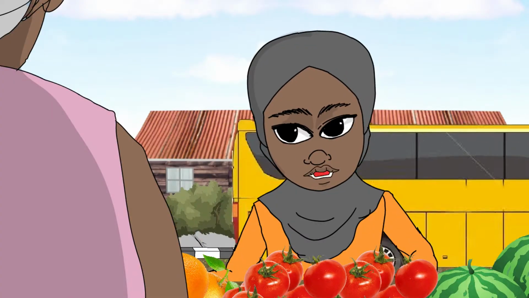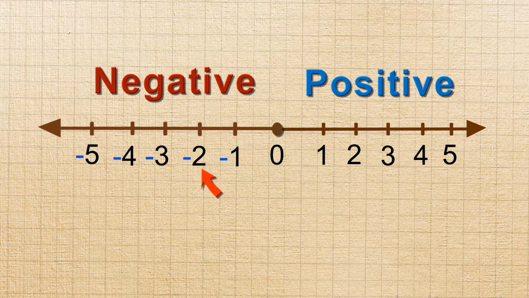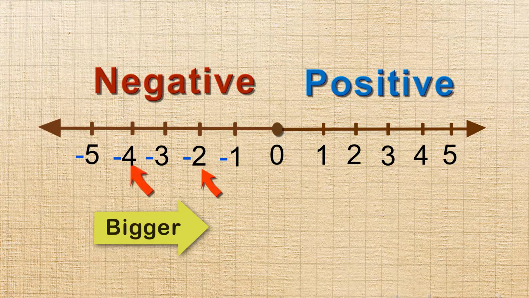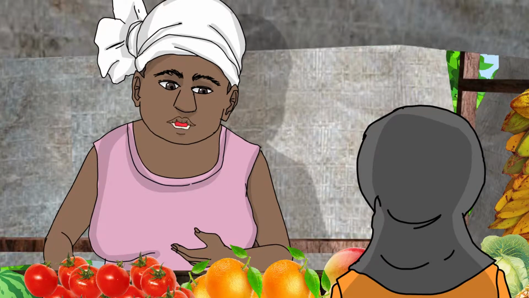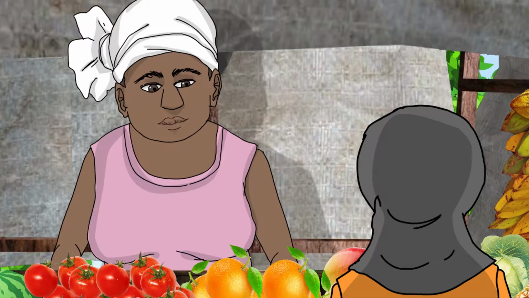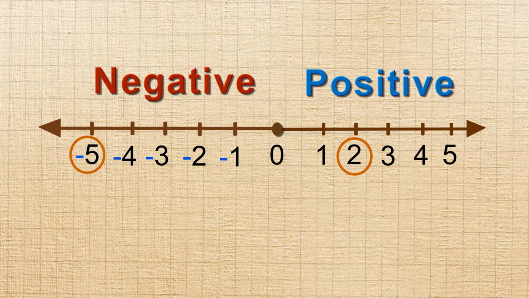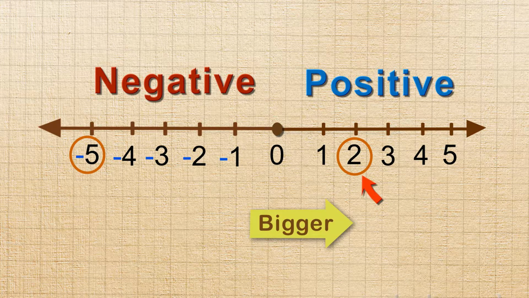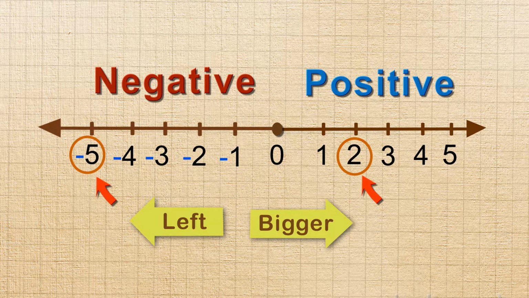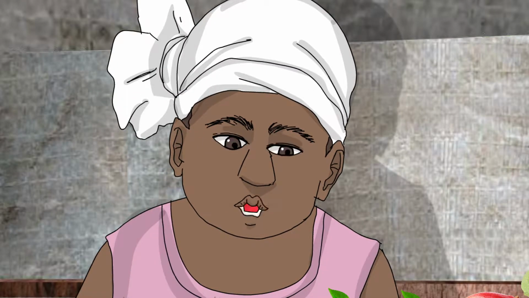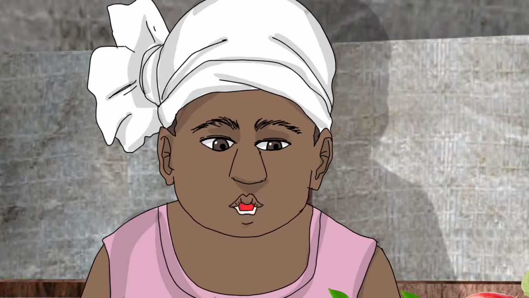So, by that logic, it means that negative 2 is bigger than negative 4, and negative 3 is bigger than negative 5. That is true, Amina. I see you are getting the drift. So, tell me, between 2 and negative 5, which is bigger? Well, 2 is bigger because negative 5 is to the left of 2 on the number line. That is correct. Now, let's go to addition and subtraction.